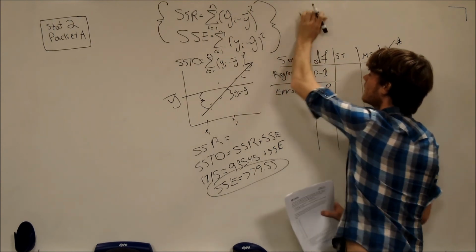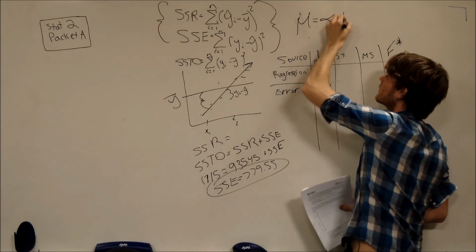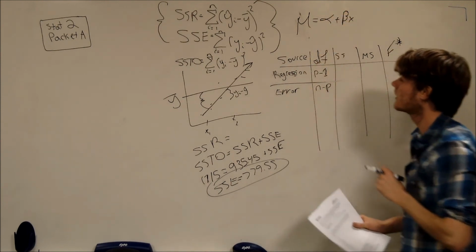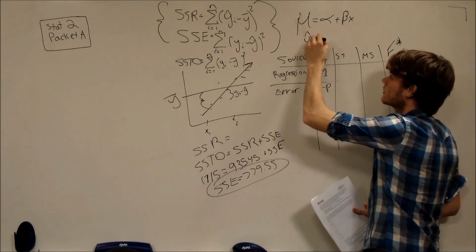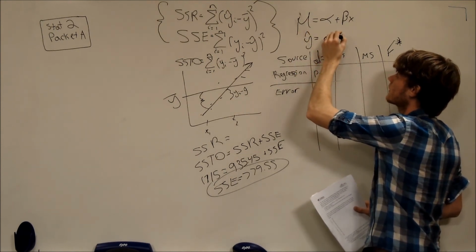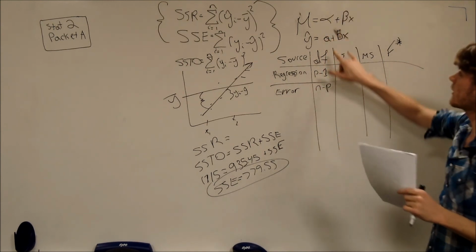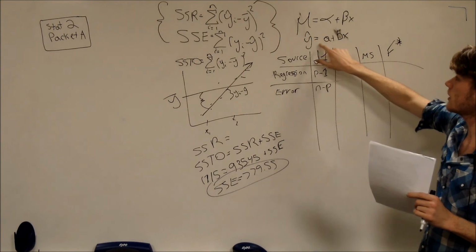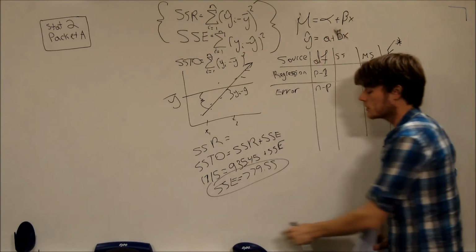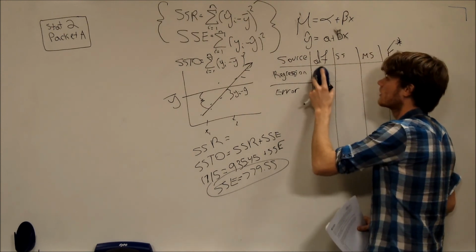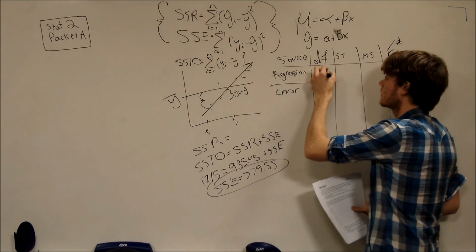So remember, the true equation is mu equals alpha plus beta x. But our predicted equation is a plus bx. So with this equation we're predicting two values, alpha and beta. So in simple linear regression, the number of predictors minus 1 is 2 minus 1, which is 1.